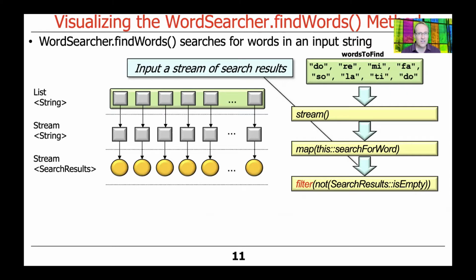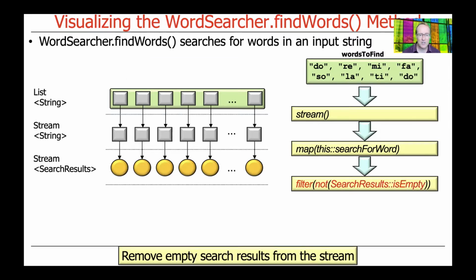We then take the stream of search results and we run it through a filter. And the filter is another aggregate operation. In this case, it's an intermediate operation because it maps stream to stream. And what filter does is it's going to get rid of any empty search results. Now, for this particular example, we'll never have any empty search results. But if we looked up quotes from Shakespeare in the lyrics to the Do Re Mi song, of course, we wouldn't get any hits. So what'll happen if there aren't hits for a particular word is the filter algorithm will remove it from the stream.